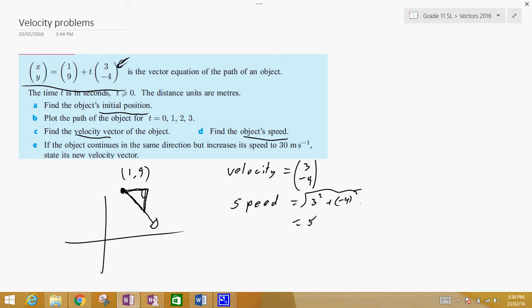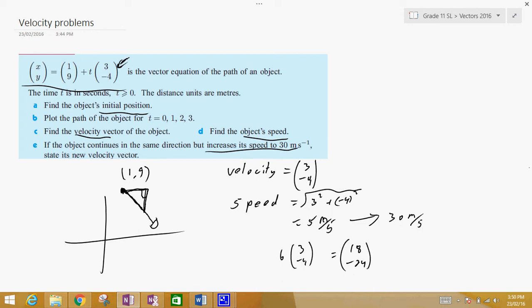Then we could take this question one step further. For instance, what happens if we increase the speed to 30 meters per second? Well, right now we're going 5 meters per second. If we increased it to 30 meters per second, we've increased it by 6 times. And therefore, the velocity is now 6 times (3, -4), which equals (18, -24).